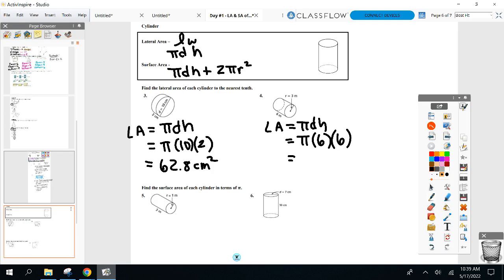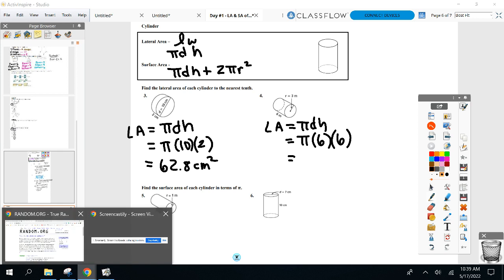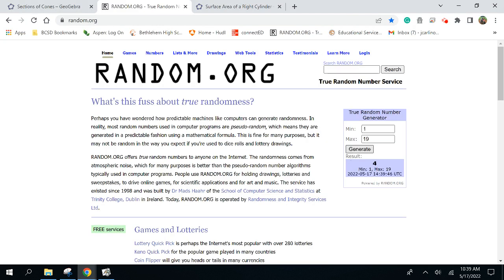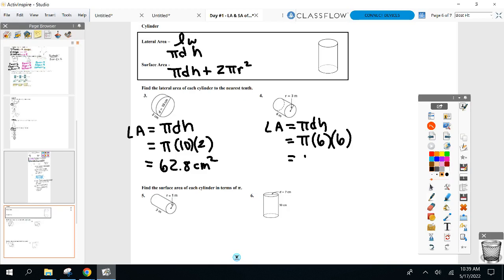Four, when you're ready, nearest 10th. 4 here? No, I didn't think so. Maybe 3. Okay, I'm doing this one. 113.1 square meters. Any issues before we do surface area?